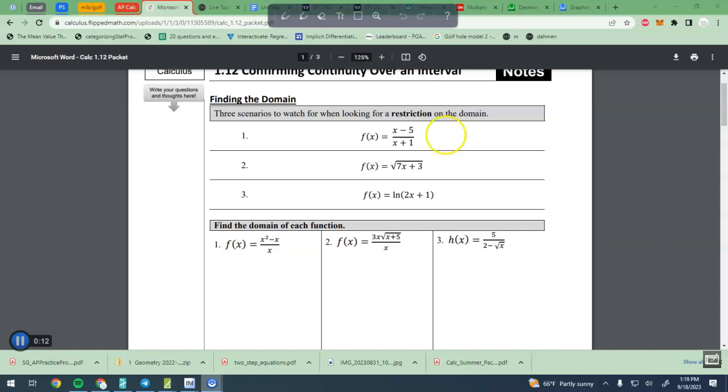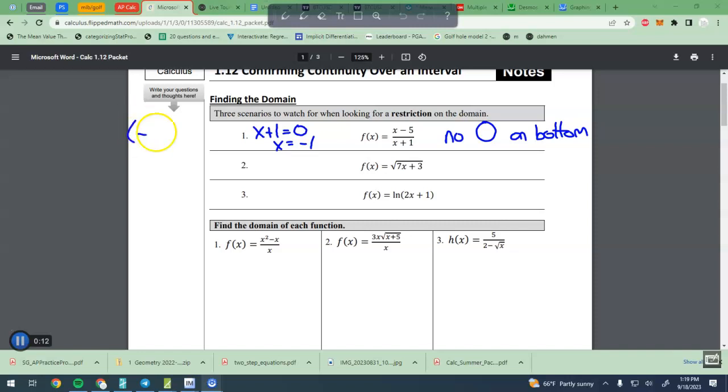You cannot have a 0 on the bottom. So if x plus 1 equals 0, there would be a discontinuity at -1. That's when the bottom equals 0. You can't have the bottom equal 0. But this lesson is not about writing where the discontinuity is, but writing where it is continuous. So this function will be continuous everywhere except for that one spot.